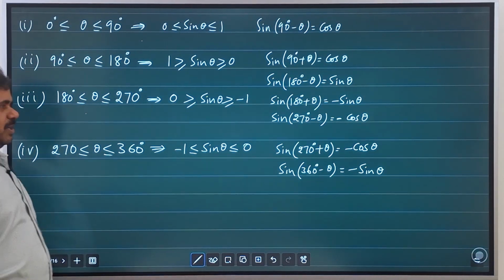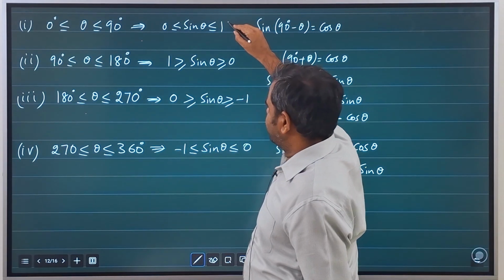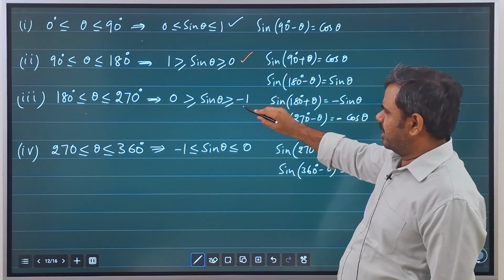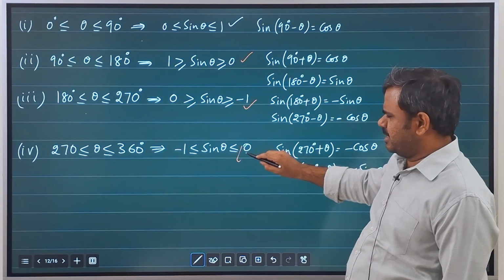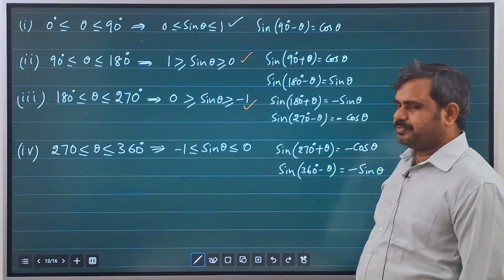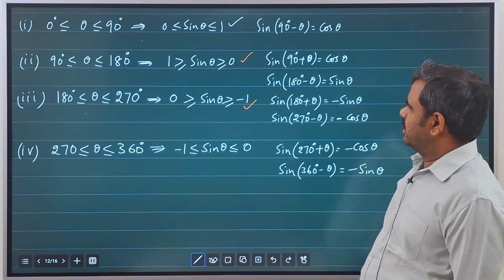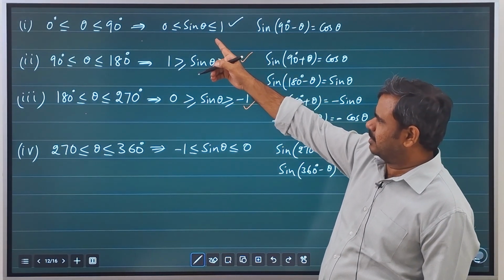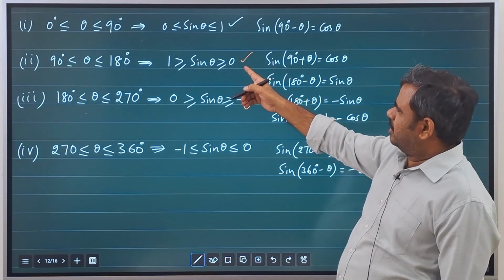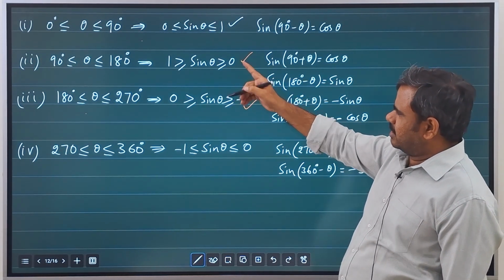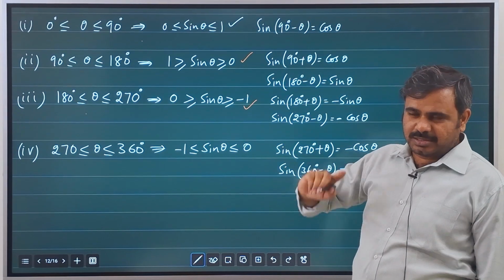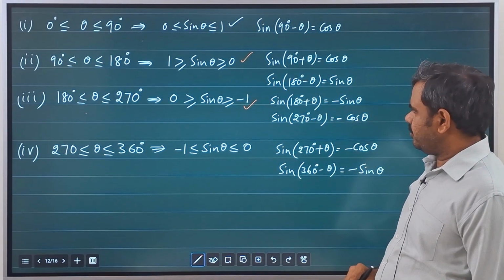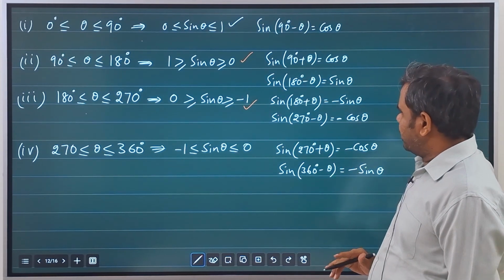So sine theta values are positive in the first quadrant and in the second quadrant. Sine theta values are negative in the third quadrant and in the fourth quadrant. The values of sine theta increase in the first quadrant, decrease in the second quadrant, decrease in the third quadrant, and increase in the fourth quadrant. Okay, these are the conclusions that we can come to.